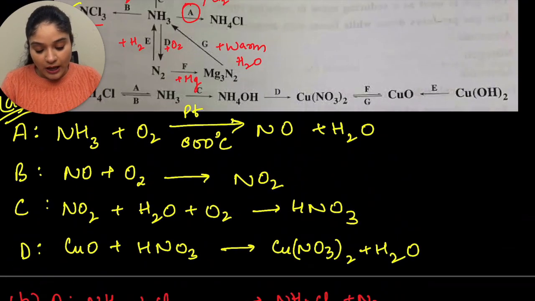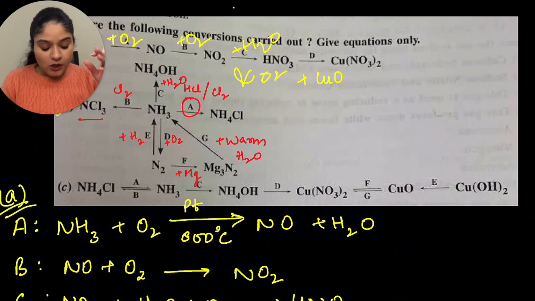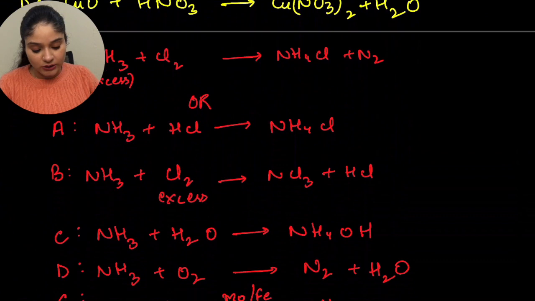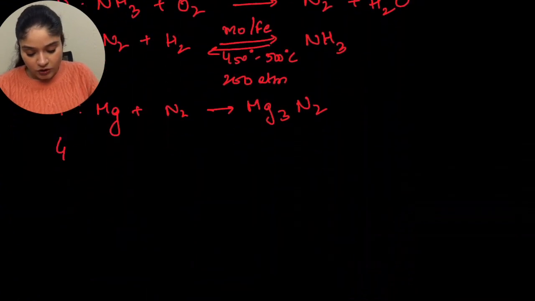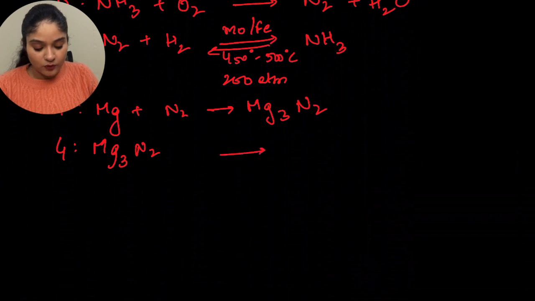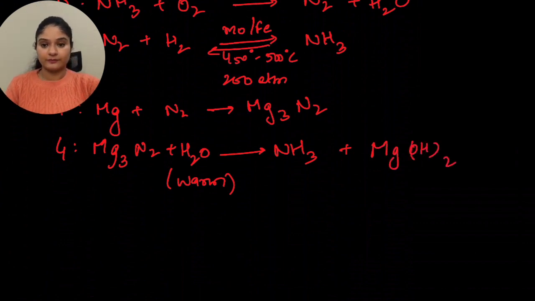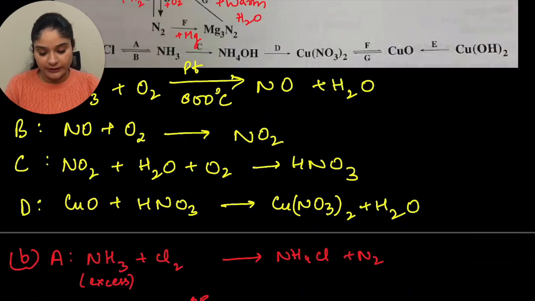Now let's move to the last part. Then you have G. So from magnesium nitride you are trying to reach ammonia. So Mg3N2, you are trying to reach ammonia. So this is a preparation reaction, that is add water to it, which is warm water. You end up getting ammonia plus magnesium hydroxide. So that is Mg(OH)2. So this is it for the second question.